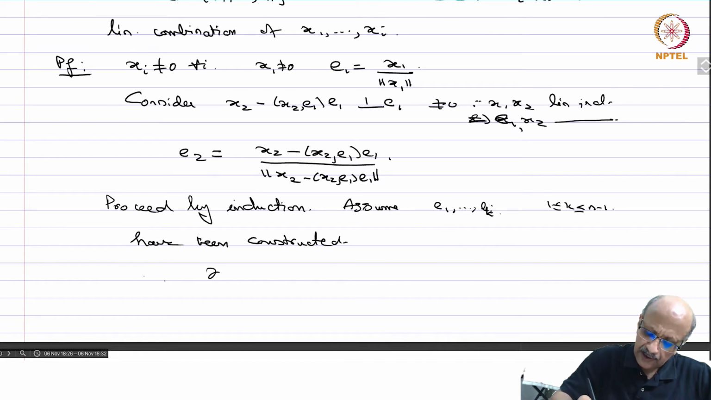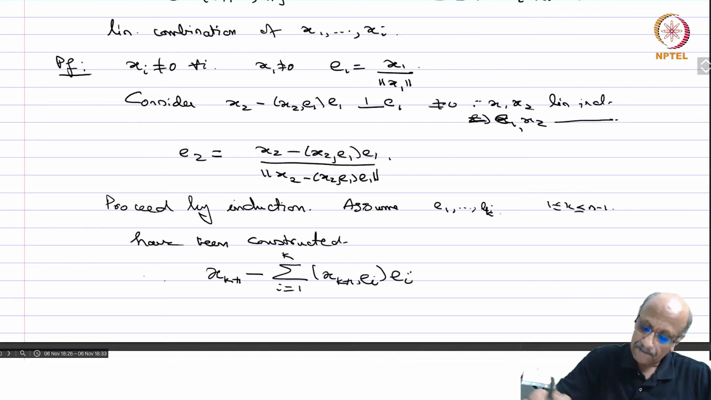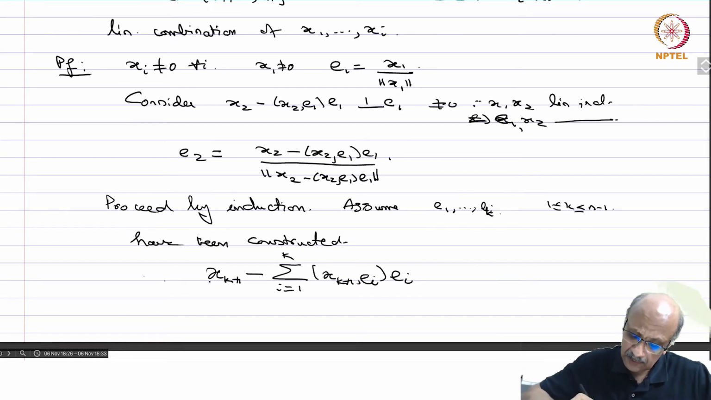So we now look at x(k+1) minus the sum over i equals 1 to k of ⟨x(k+1), Ei⟩Ei. Now this again cannot be 0 because it's a linear combination of x(k+1) and E1, E2, ..., Ek, but E1, E2, ..., Ek by induction hypothesis are linear combinations of x1, x2, ..., xk. So the whole thing is a linear combination of x1 to x(k+1), and there is a coefficient 1 here which is not 0, so this is not equal to 0.